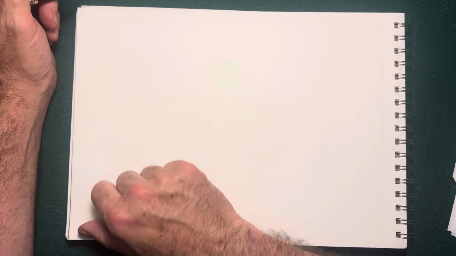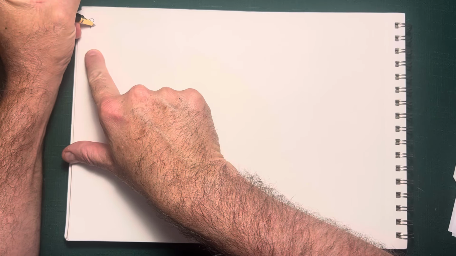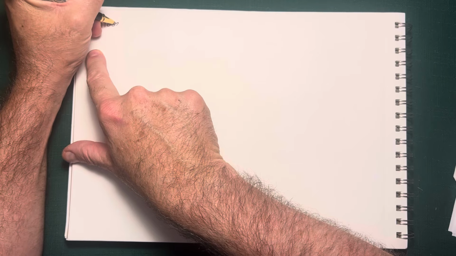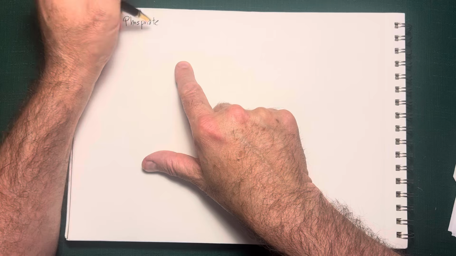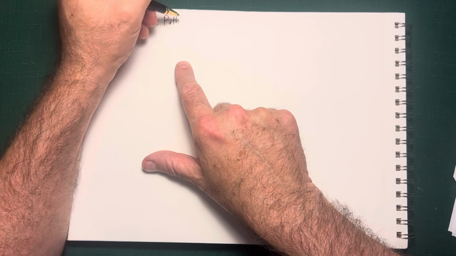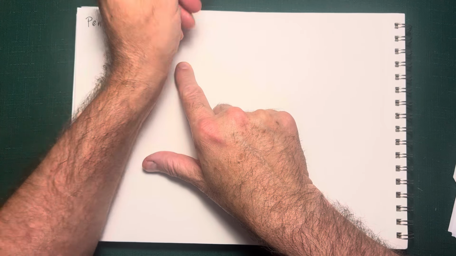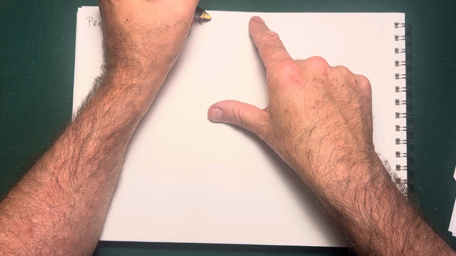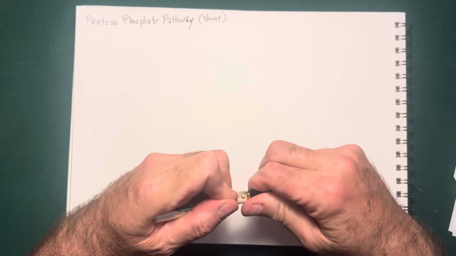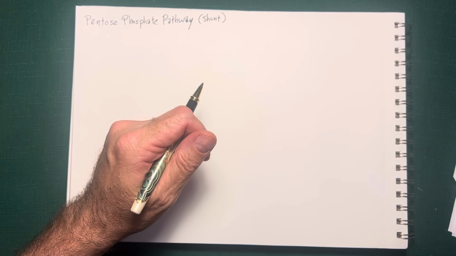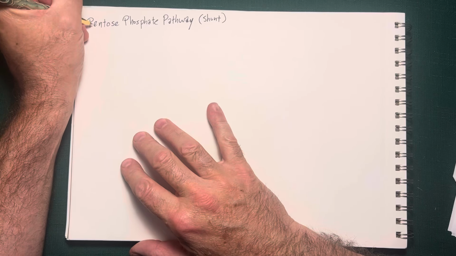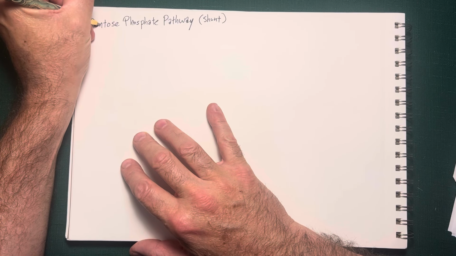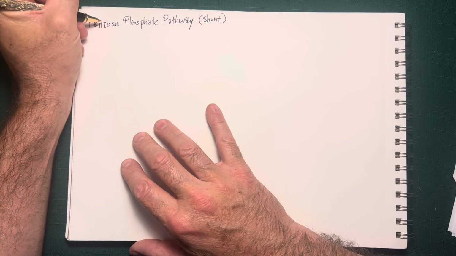Okay, microbiology friends. In this video, I'm going to be drawing the pentose phosphate pathway, also known as the pentose phosphate shunt. And a shunt is a shortcut or a detour or a side quest. It takes us away from some other path or pathway, as the case may be.